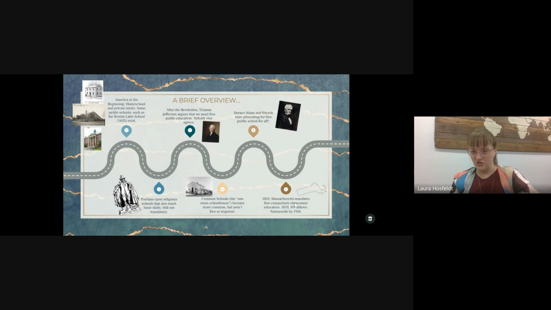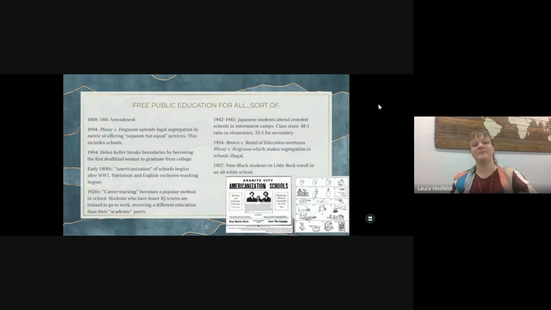Okay. Compulsory does mean you are required to attend it, but that's only elementary education. In 1868, we have the 14th Amendment that's passed that finally guarantees that we can't have slaves anymore. And actually, we have to start treating people more equally. Although, of course, segregation was still very much a thing at that point, and would be, unfortunately, for probably another century.